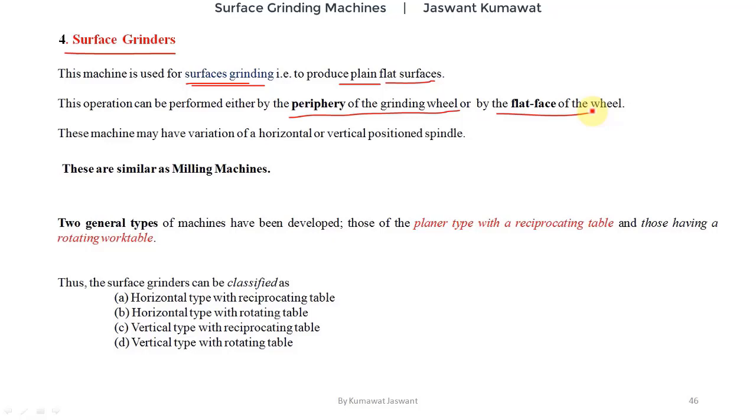In the same way, in surface grinding, the periphery of grinding wheel can be used or the side face of wheel can be used. So we can say these machines are similar to milling machines, and these machines have variation of horizontally or vertically positioned spindle. The spindle of surface grinders can be horizontal or vertical.